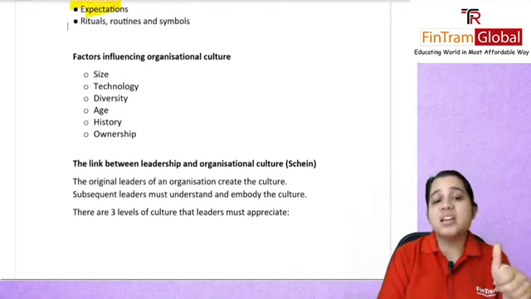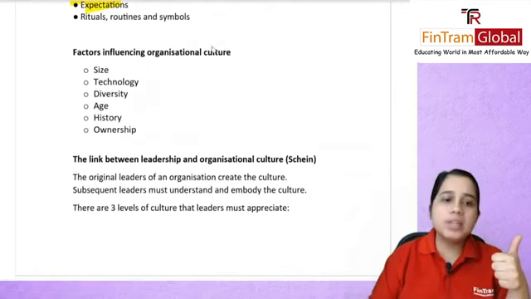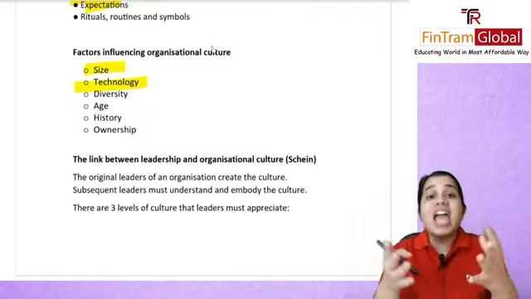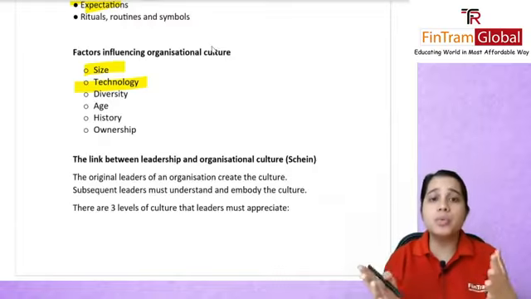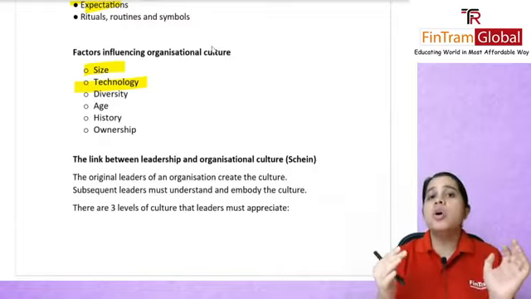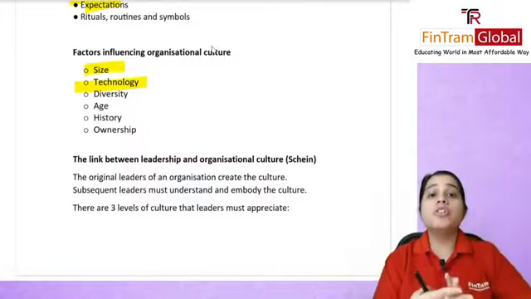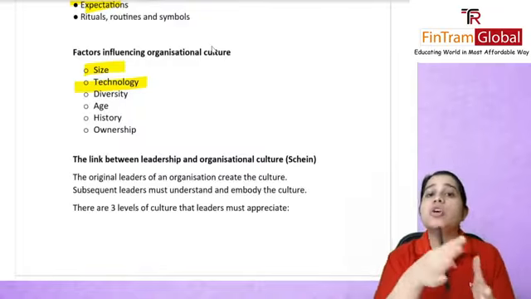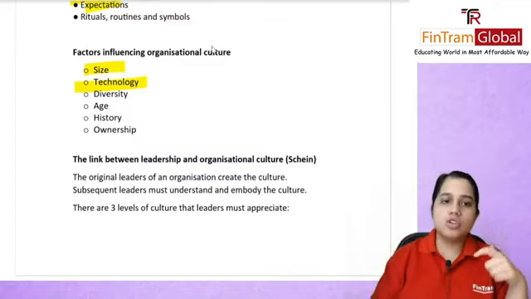So what are the factors which could influence an organization's culture? The size will depend. The technology, what type of technology you use, how diverse is your organization? Do you have people from various parts of the world, or do you recruit people from only one particular country, nationality, religion? So of course then you are not so diverse. Probably then your culture will also be different as opposed to a diverse organization.